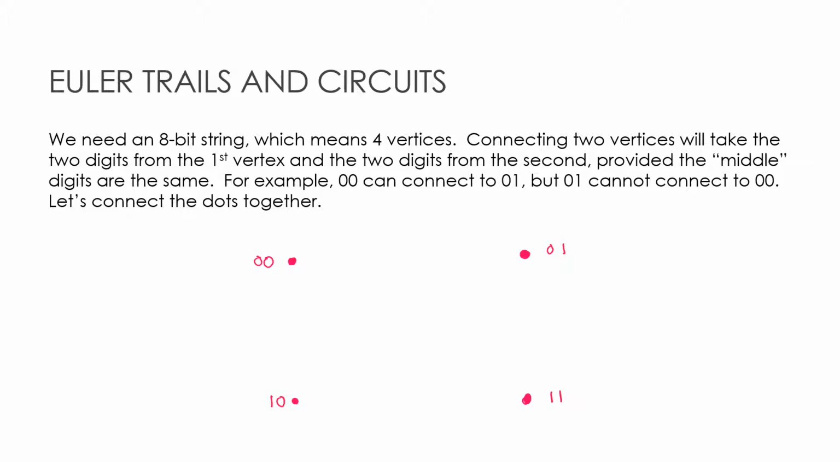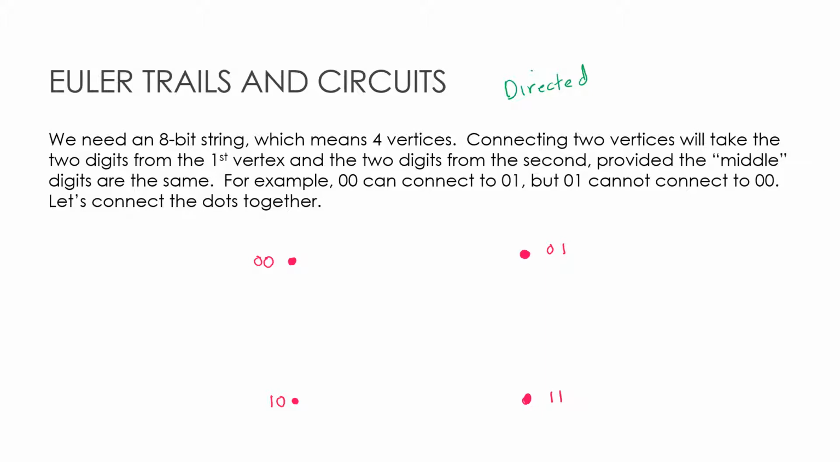For an 8-bit string, we must have 4 vertices, and here's how it's going to work. In order for me to connect 2 vertices, again, this is directed, and directed is going to be important here because not all of them are going to connect in each direction. Most of them will not.